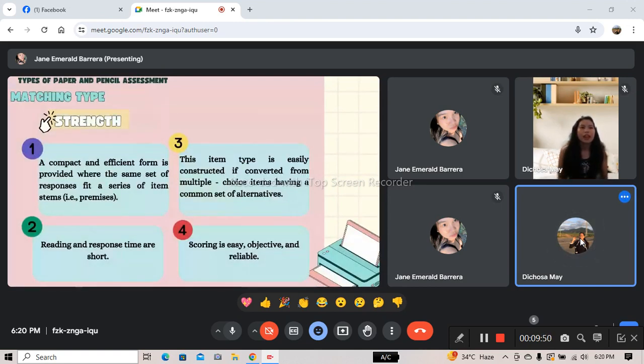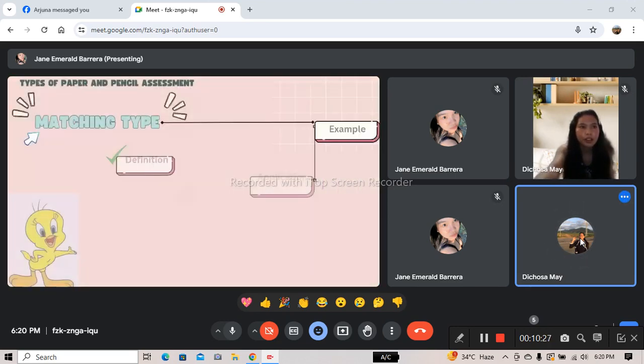Lastly, one of the strengths of matching type of test is that scoring is easy, objective, and reliable. That means the matching type of test is easier for teachers to check, because it is very easy to see on one page, and there is not much conflict when we make this kind of test.